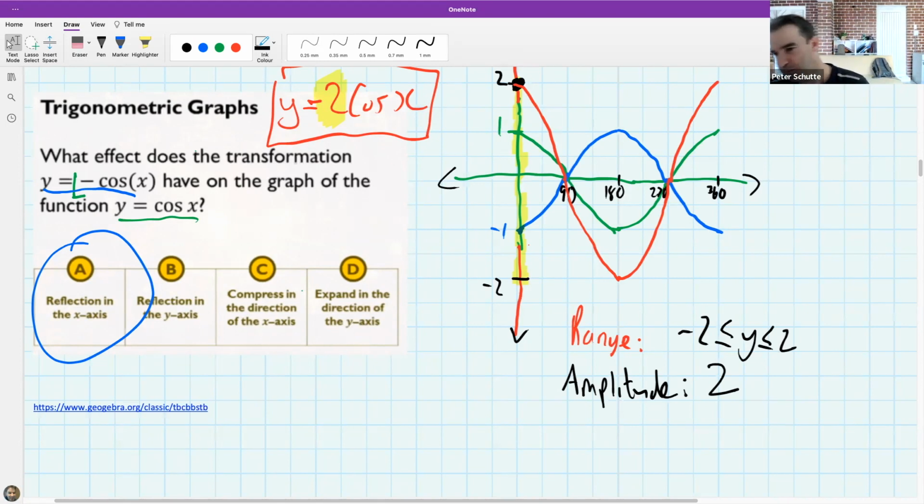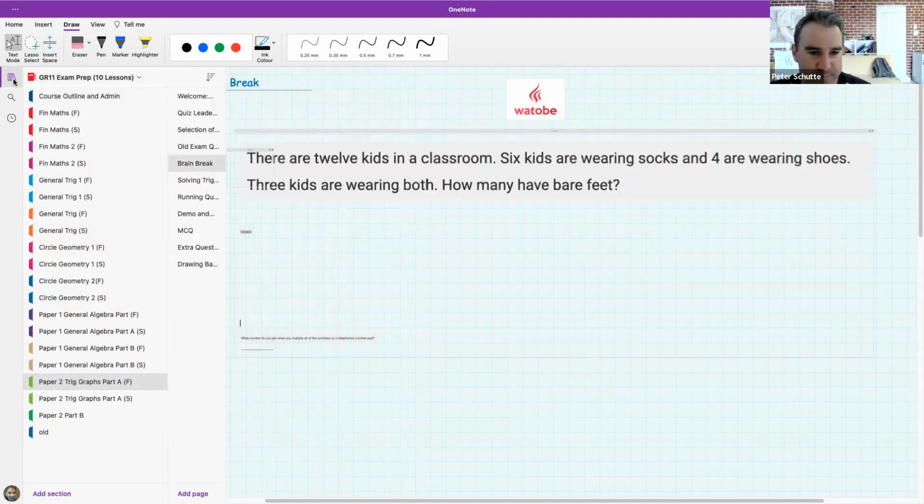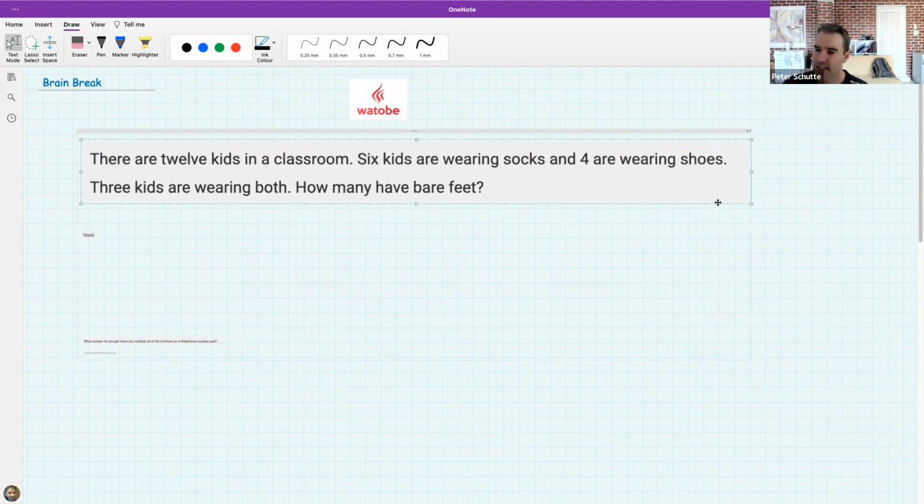Okay. So let us now go to a brain break. So here is my brain break for today. And my tip for you is, remember, once upon a time in a land far, far away, we did something called Venn diagrams. And they may be your friend on this brain break question. So go ahead and let's see if you can tell me how many students are bare feet.